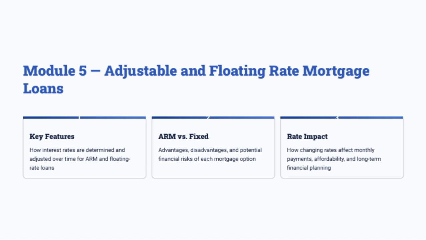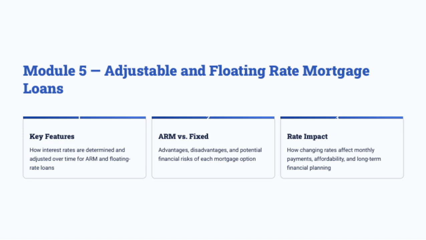Next, we'll compare adjustable-rate mortgages, or ARMs, with fixed-rate options. Each has its own advantages and disadvantages, along with potential financial risks. For example, ARMs often start with lower initial rates, which can be appealing, but they also come with the risk of rates increasing later on. Fixed-rate mortgages offer stability with consistent payments, but they might come with higher initial costs.